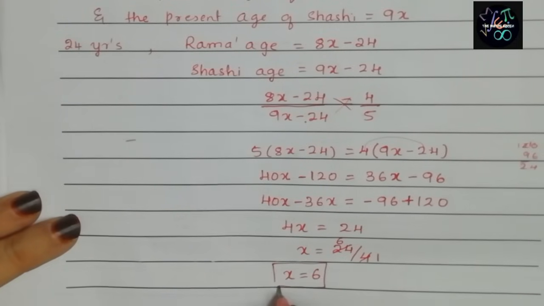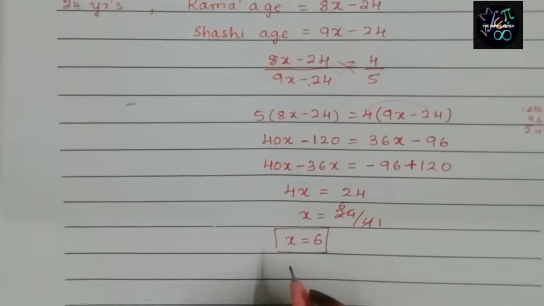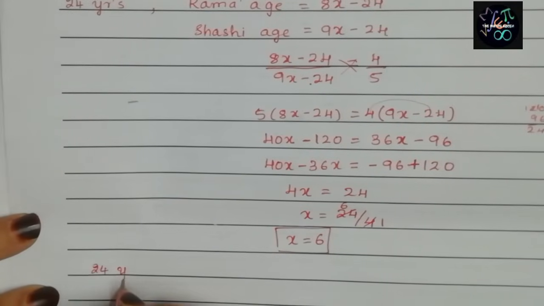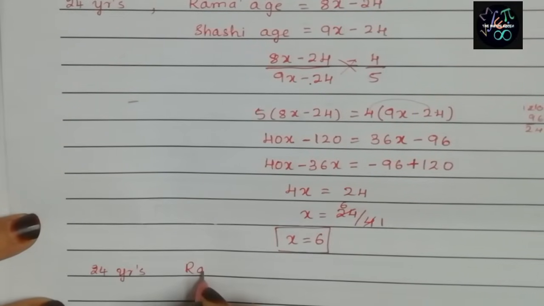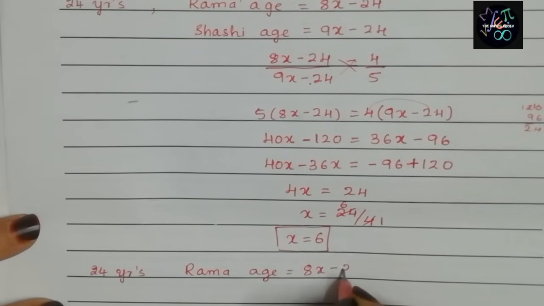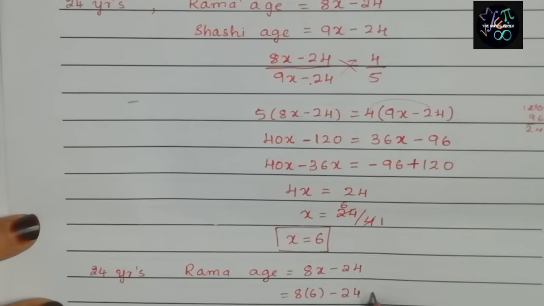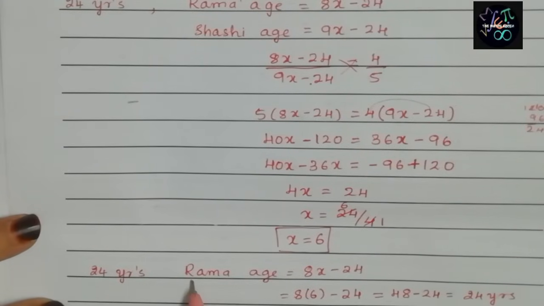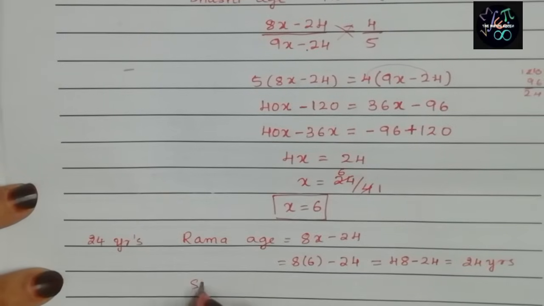But they didn't ask to find x. They have told us to find their ages 24 years ago. So 24 years ago we have assumed their ages. Rama's age 24 years ago, what have we taken? 8x minus 24. So what value did we get for x? 6. So 8 times 6 is 48, minus 24, we get 24. So Rama was 24 years old, 24 years ago. Like that only, Shashi's age.